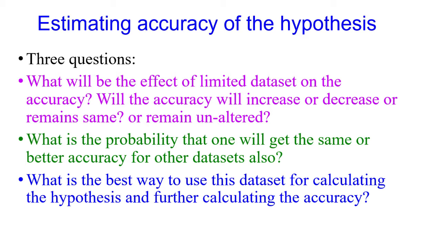The third question is, suppose that we don't have a large enough data set which will cover all the aspects of the class and attributes. Suppose that our data set is small, then what is the best way to use this data set for calculating the hypothesis and further calculating the accuracy?